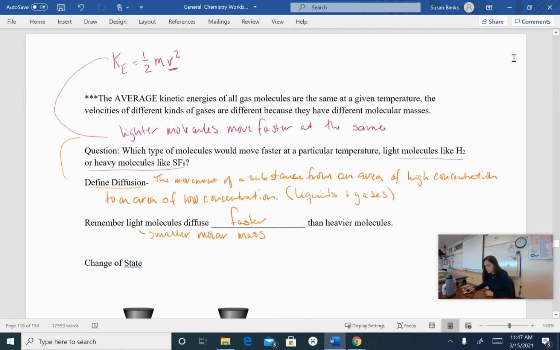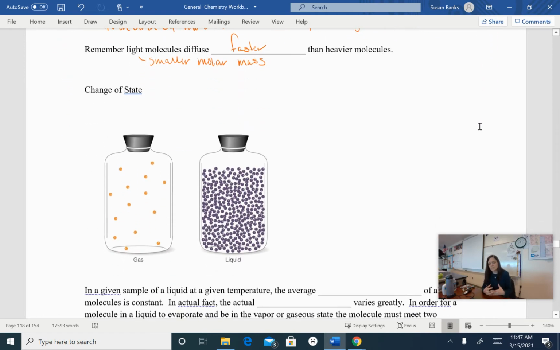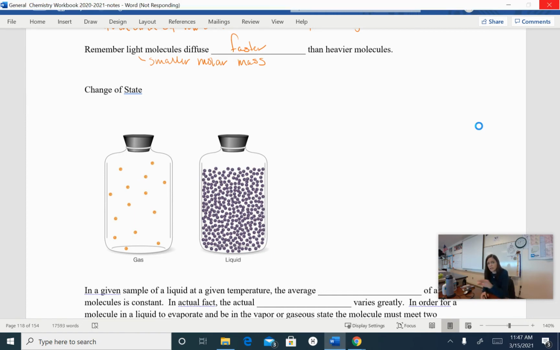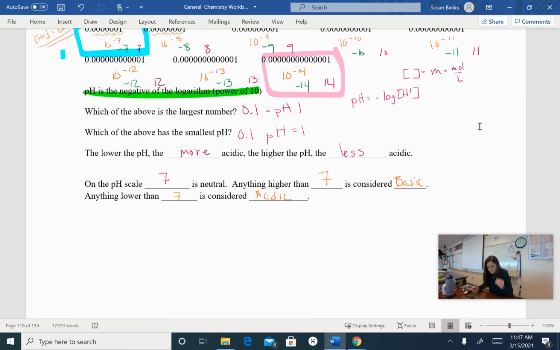Okay, so let's talk about change of state. We have lots of different changes of state here. So change of state really just means what phase or what state are these molecules in? Are they in the liquid phase, solid phase, gas phase? Can I get them to change back and forth between these states? I sure can.